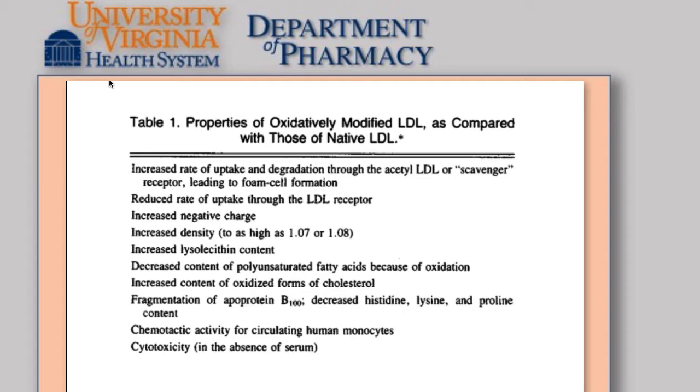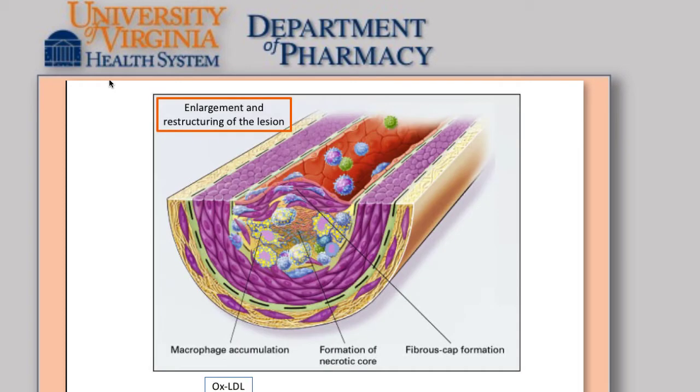So going back to Daniel Steinberg from the 80s, he described the oxidatively modified LDL and noted that it was slightly structurally different, and this allowed it to have an increased rate of uptake and degradation through the acetyl LDL or scavenger receptor, leading to this foam cell formation. Over time, we have accumulation of these macrophages and the formation of the necrotic core from those dying cells. All of those cells in this continued inflammatory response are covered by a thin fibrous cap. Over time, the lesion grows larger, the cap protrudes into the artery, and you have restructuring of the lesion as well as dilation of the artery to accommodate this increased mass.